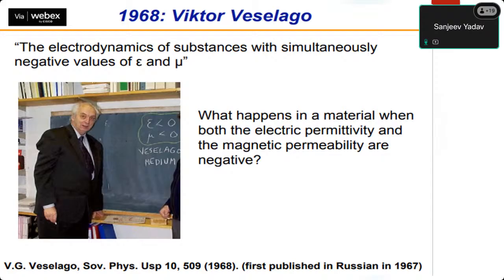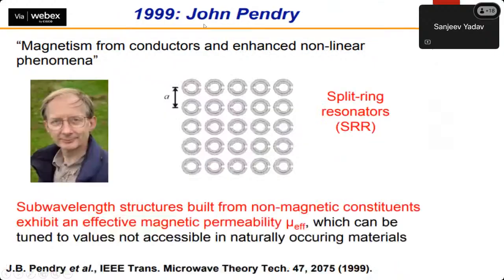Later on, in 1968, Victor Veselago told about the electrodynamics of substances with simultaneously negative values of mu and epsilon, but he did not know how to get them. So what happens if a material has both electric permittivity and magnetic permeability negative? This was given in 1968 by Victor Veselago.